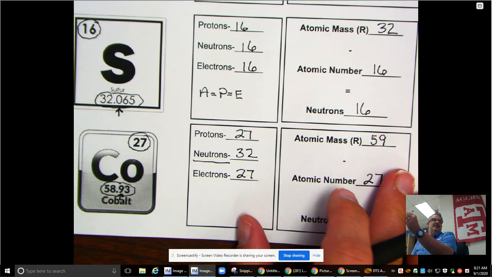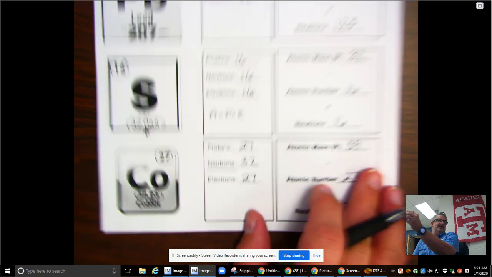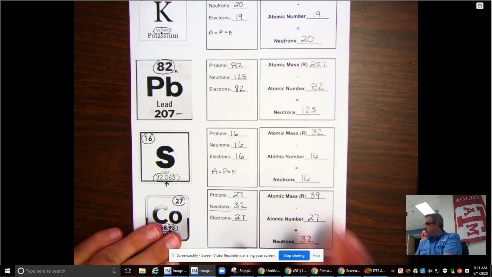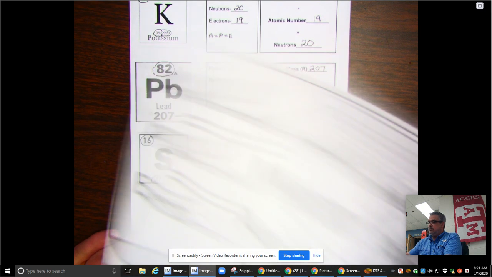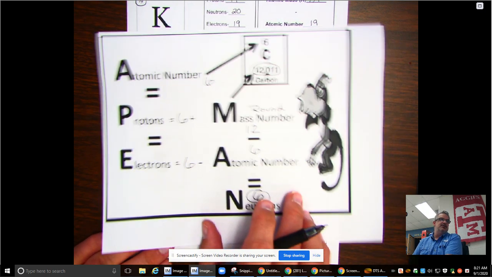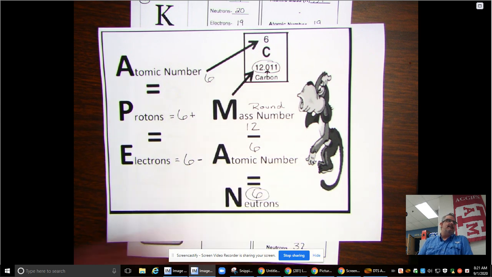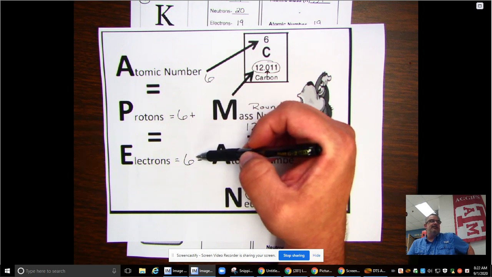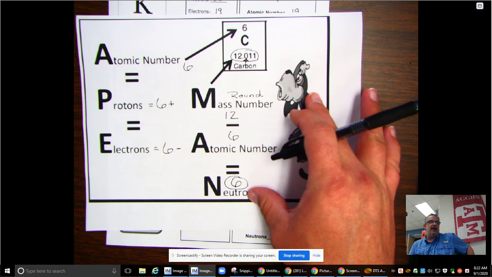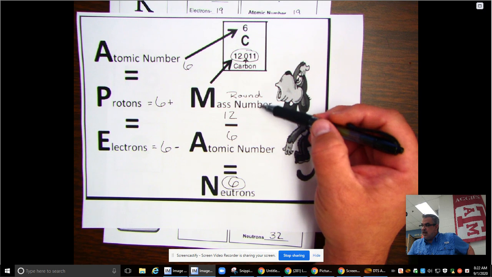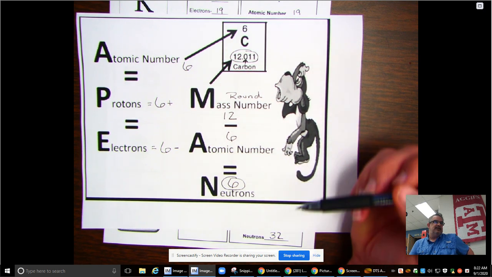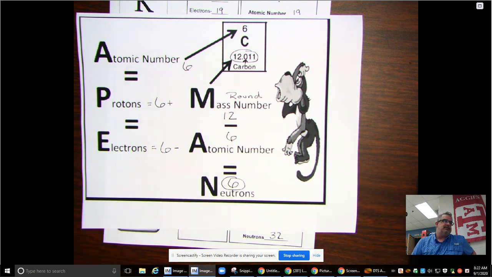Okay, so this is what you're going to be doing, practicing for the next 2 days. Okay, again, APE MAN, just as a refresher. Okay, and you'll have a copy of this in your resources as well. APE is atomic number, tells us automatically how many protons and electrons there are. And then in order to find neutrons, we have to use the mass number minus the atomic number to give us the number of neutrons.